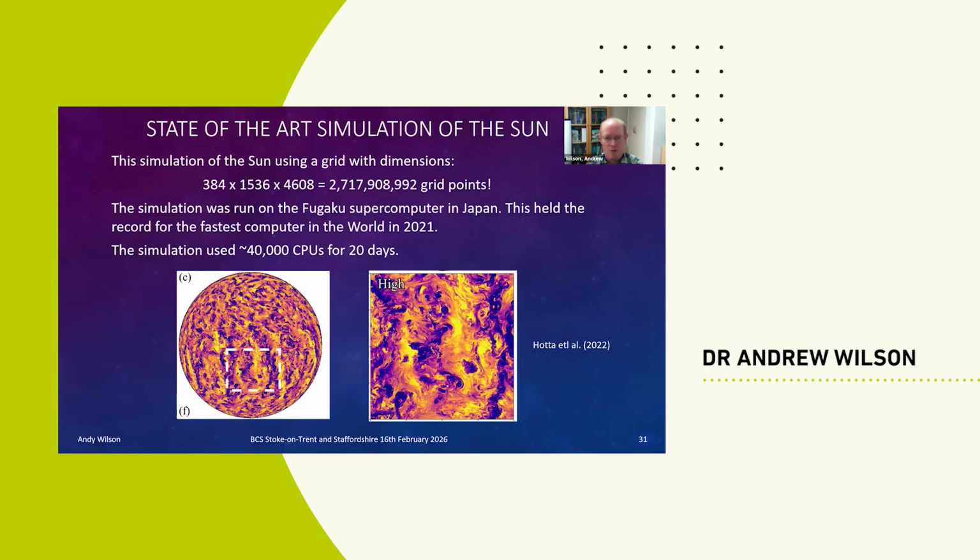So here's an example, which is a simulation of the sun. This is a very modern one. You can see a disk of the sun there and a zoom in here. Even this used what was the world's fastest supercomputer, Fugaku, back in 2021. This grid is just 384 by 1536 by 4608, which comes up to just under 3 billion grid points. But doing all the physics calculations and incrementing time points, that still, for this simulation, took 40,000 CPUs for 20 days.